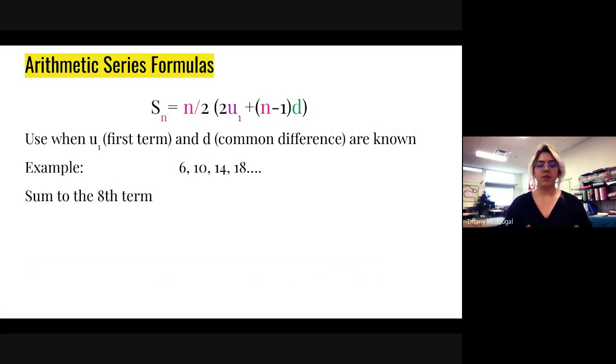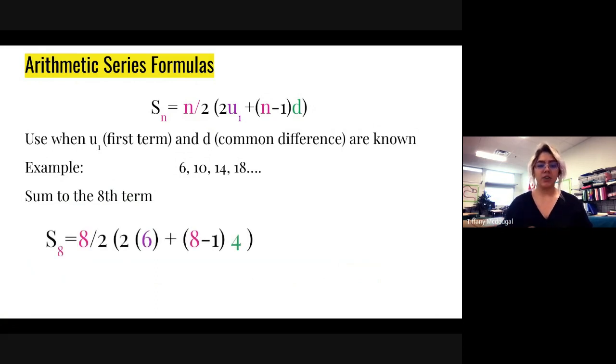So when we see, okay, I have a sequence, for example, 6, 10, 14, 18, I know my first term, and I can tell what the common difference is here. We are adding 4, so my common difference is 4. So I'm looking for the sum to 8 terms. Now, again, the long way, I could keep this sequence going until I get to the 8th term and then add all those numbers up. But that sounds like a lot of work. So instead, I'm just going to use the formula and plug in.